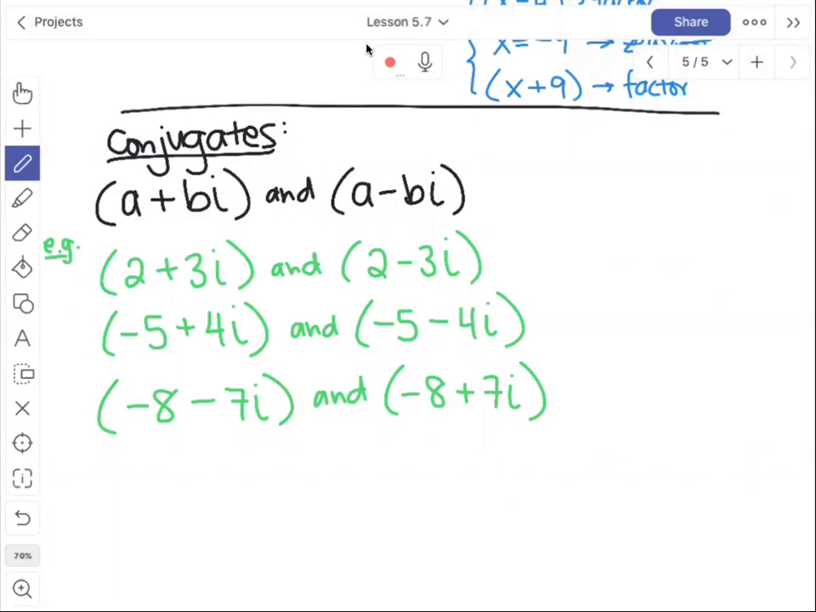So let's have you guys practice. I'm gonna call on people, and again, give it your best shot, and let's see what we got. Let's say I have 1 plus 5i, what would be its conjugate, Timothy?